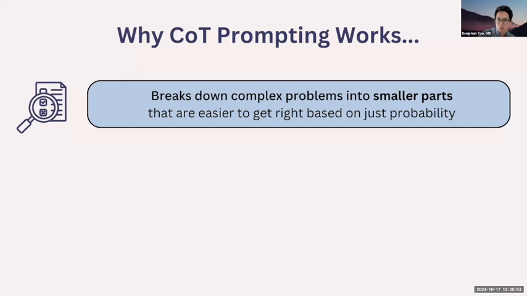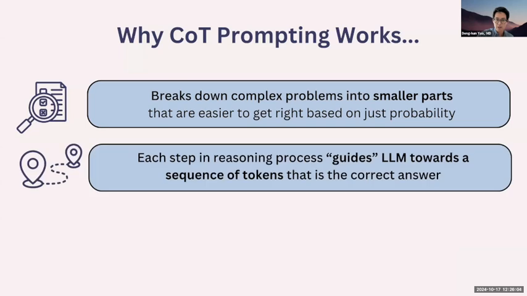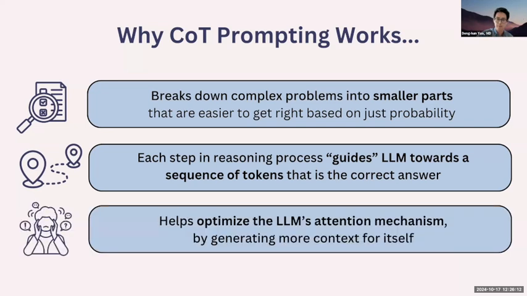And the way this works is essentially breaking down complex problems into smaller parts, so that each of these smaller parts is easier for the LLM to guess right based off of just math and probability. And also, each step in the reasoning, as we talked about, guides the LLM towards a sequence of tokens in the vector space that is probably the answer that you want. And then finally, by generating more context for itself, you are optimizing the LLM's attention mechanism.